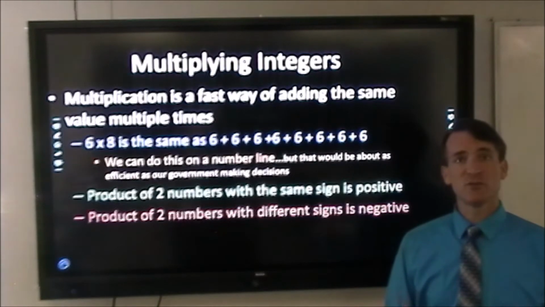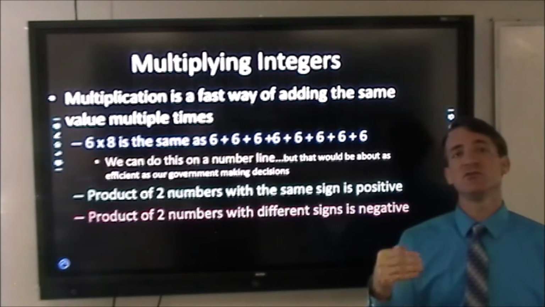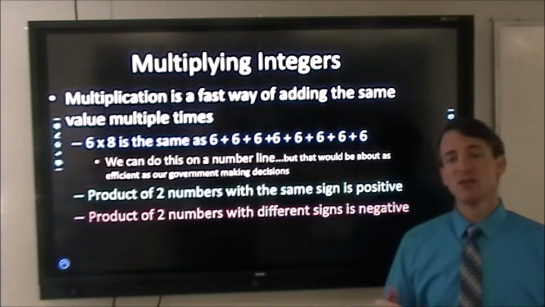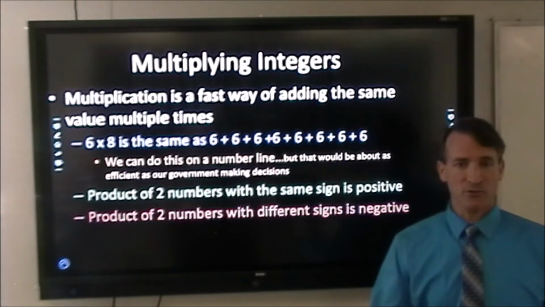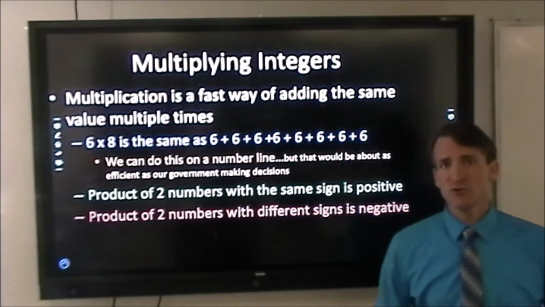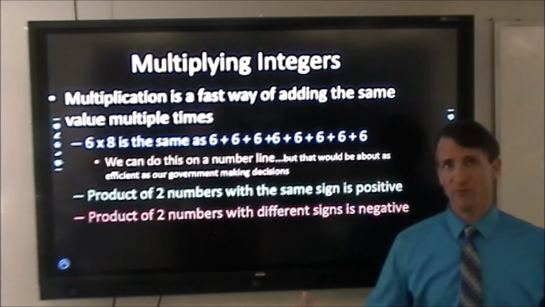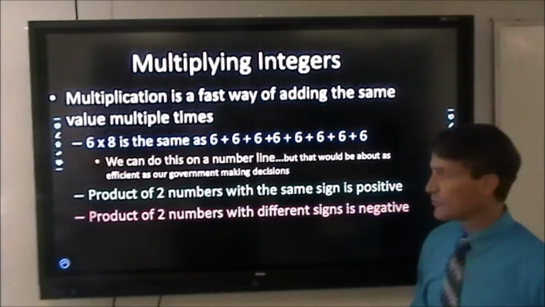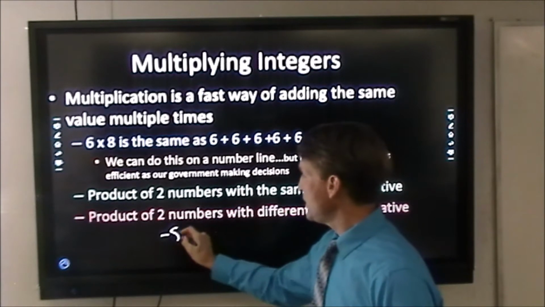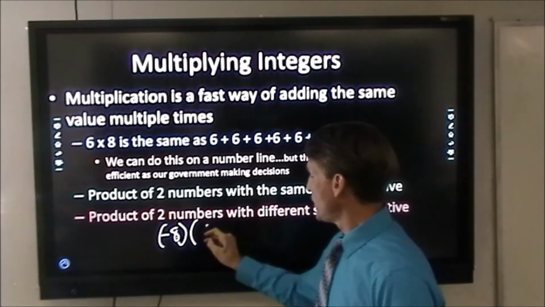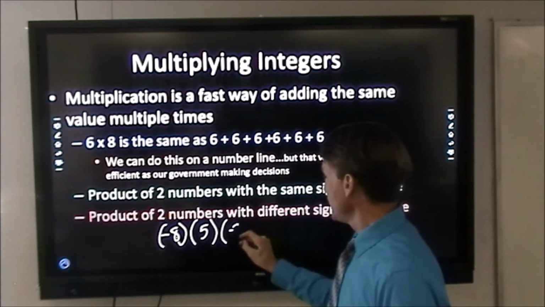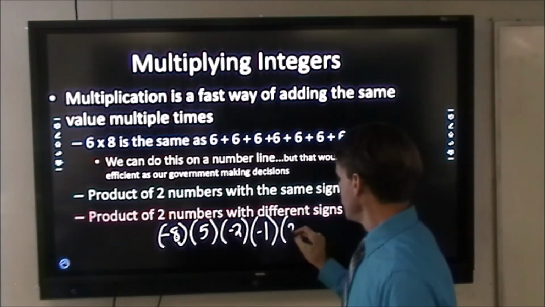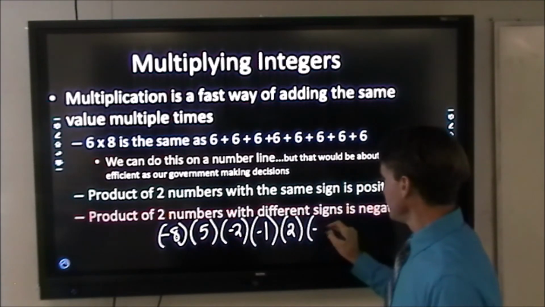So multiplying two numbers together that have the same sign gives you a positive value. Multiplying two numbers with different signs gives you a negative value. Now, this is really useful when we have a string of numbers that we are multiplying together. As an example, let's just say I take negative 8 and I'm multiplying by a positive 5, and I'm multiplying by negative 2, and then a negative 1, and then a 2, and then a negative 3.